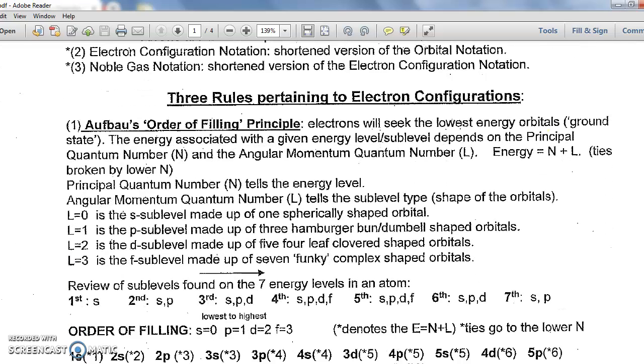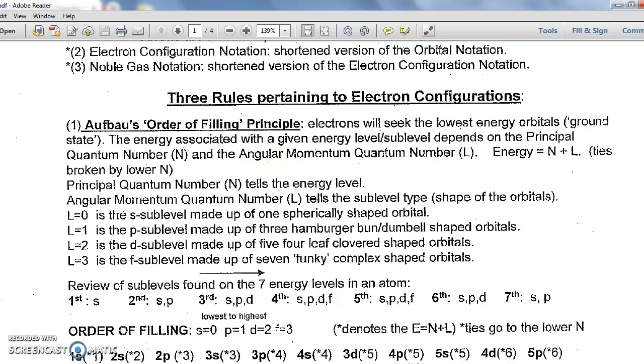Regardless of any of the 4 ways of doing an electron configuration, there are some rules to follow. One of the first rules we have to follow is called Aufbau's order of filling. Aufbau is a German word which means building up from the ground, or building from the ground up. And Aufbau just says that electrons will always seek the lowest energy sublevels that are available. Remember that the energy of an electron depends not only on what level it is, the lower the n, the smaller the energy, but also what sublevel it is in.